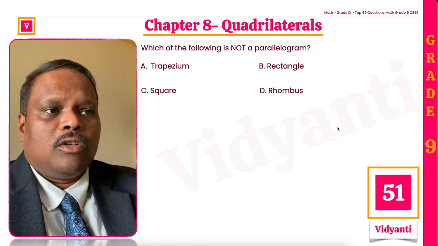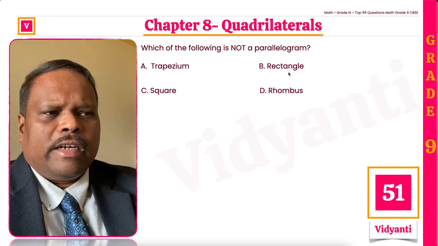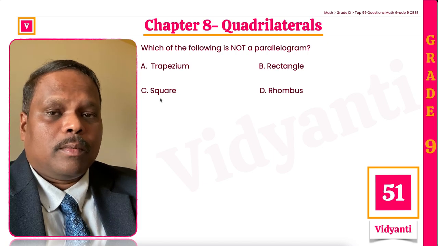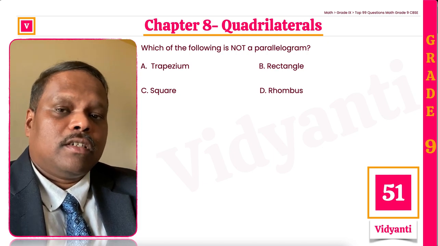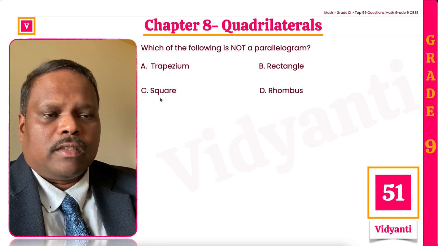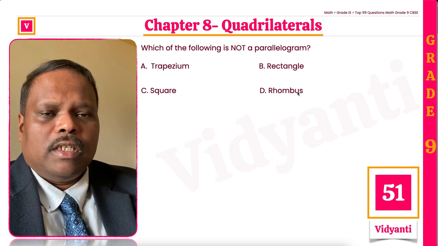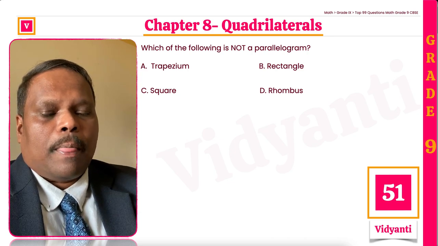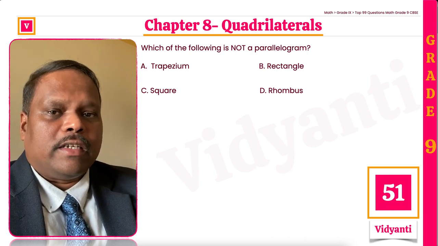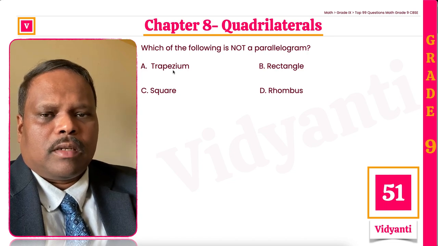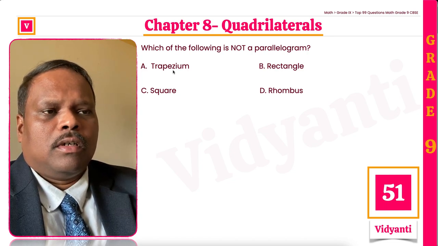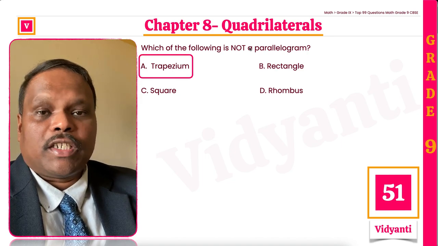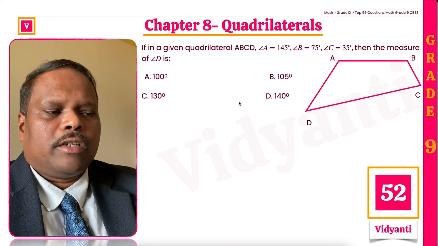Which of the following is not a parallelogram? Well, rectangle is technically a parallelogram because opposite sides are parallel. Square is a very special case of rectangle, which itself is a special case of parallelogram. So yes, that is also a parallelogram. Rhombus is also technically a parallelogram where opposite sides are parallel, and all sides are equal. However, trapezium is something which is not, where we do not have both pairs of opposite sides parallel. So this is the correct answer. Remember, the question is not a parallelogram. Let's go to question 52.